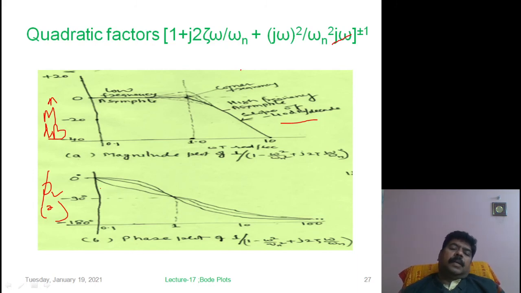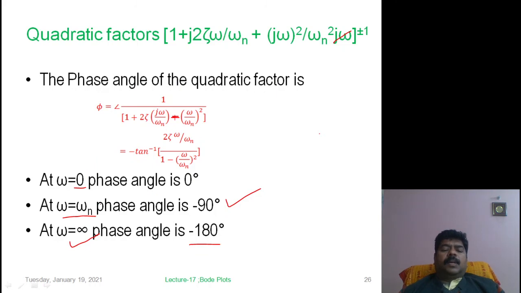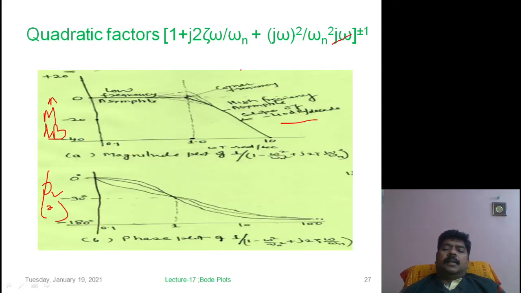So here the angle at 0.1 is a very low angle. Similarly at 1, that is omega equal to omega n, it will result in minus 90 degrees. And after that it goes towards minus 180 degrees as the frequency increases. This is the quadratic factor plot.